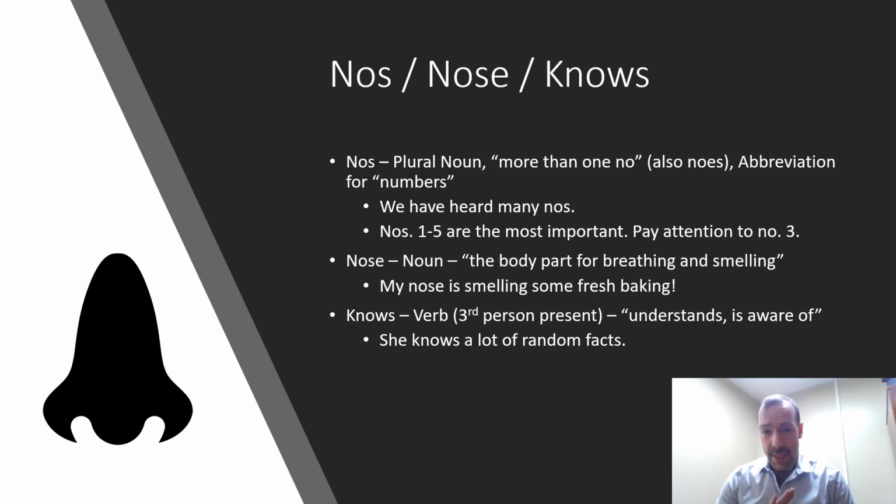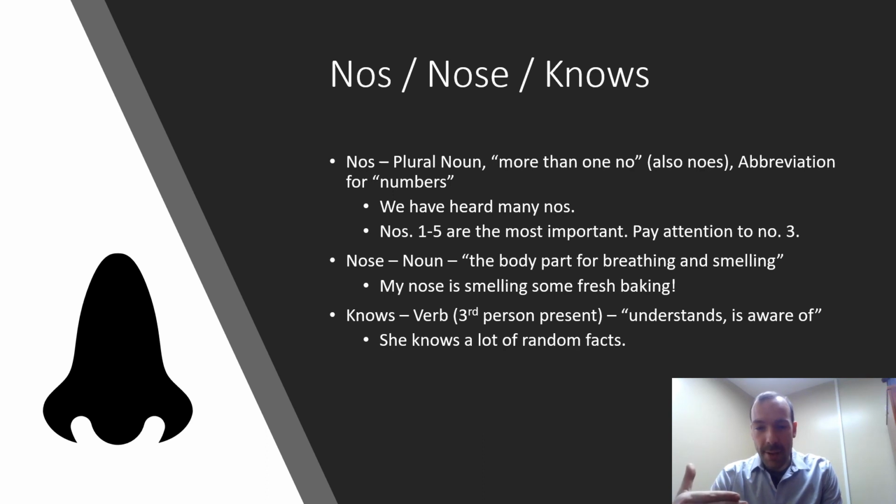Another time, if you see N-O-S in text, it might be referring to the word numbers. N-O is a common abbreviation for the word number, and N-O-S is an abbreviation for numbers. If you see this in text, it should be followed by a period because it is a shorthand or abbreviation for the word numbers. So numbers 1 to 5 are the most important. Pay attention to number 3. You'll notice in this text spelling that number is spelled N-O period, numbers N-O-S period.